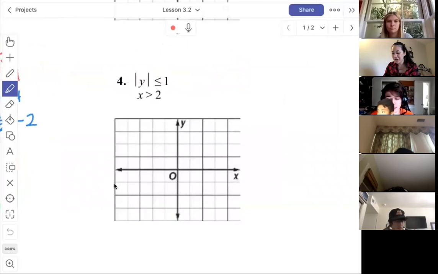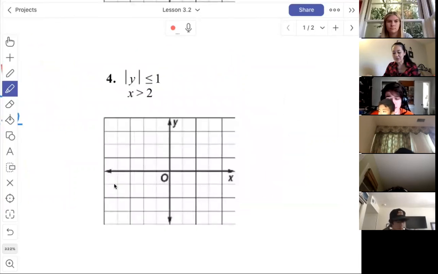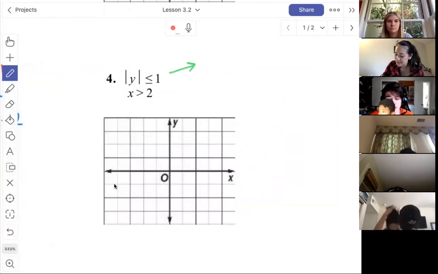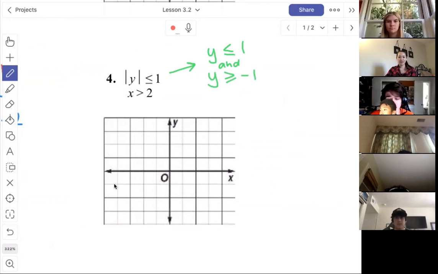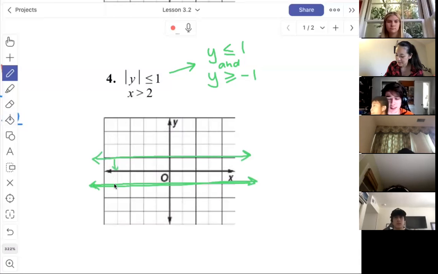We have the absolute value of y is less than or equal to 1. I'll just show you guys how to graph this one because this is a little bit tougher. What this means is that you got to split it because it's absolute value. y can be less than or equal to 1, and y can be greater than or equal to -1. So you got to do that split when you have those absolute values. So this will look like between +1 and -1 and shading towards the center.